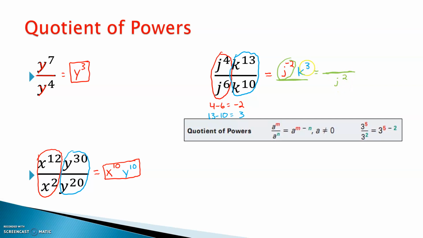What about k to the third? Do I have to do anything with that? No, there's no need to move it, no need to do anything. It's just k to the third. We leave it where it was. I leave that up top. So you should have gotten k to the third over j to the second. All right, let's move on to the next one.